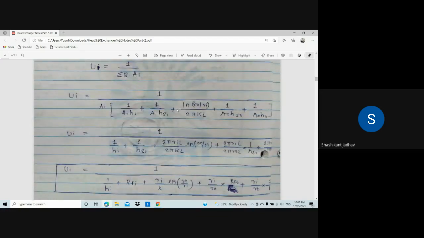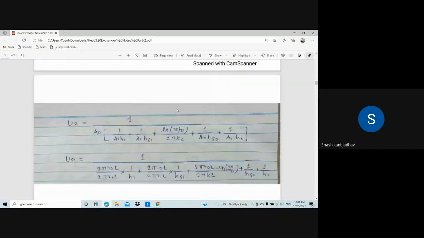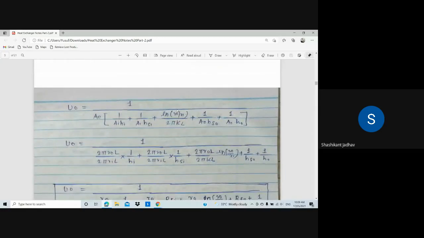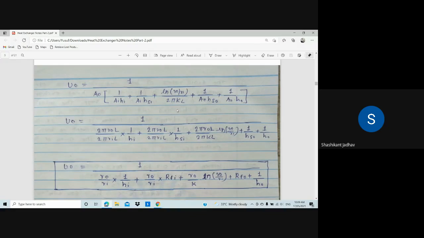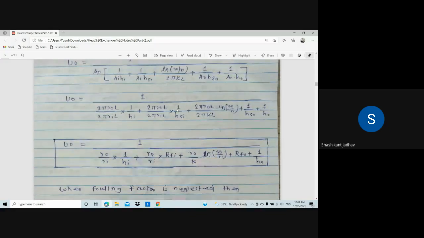So we get the equation UI is equal to 1 upon HI plus RFI plus RI upon K ln of RO upon RI plus RI by RO into RFO plus RI by RO into 1 upon HO. By using that we calculate the overall transfer coefficient for the inner surface when there is scale, and similarly for the outer surface, UO is equal to 1 upon RO by RI into 1 upon HI plus RO by RI into RFI plus RO by K ln of RO by RI plus RFO plus 1 upon HO.